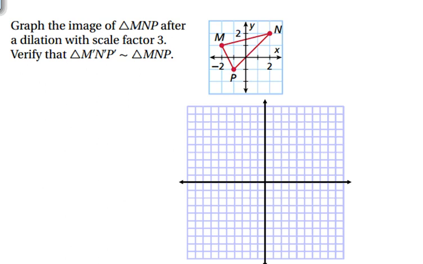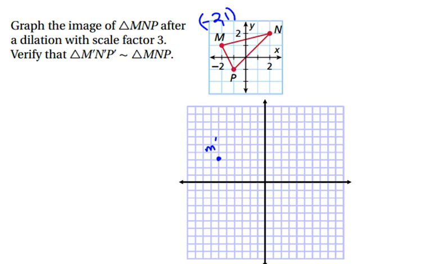So it says, graph the image of triangle MNP after a dilation with a scale factor of 3. That means we're blowing it up to 3 times its current size. So we have these coordinates, and all we're doing is multiplying the x and y coordinates by 3. So for instance, M is -2, 1. If we multiply it by 3, it's going to become -6, 3. So that's going to give us our M prime.